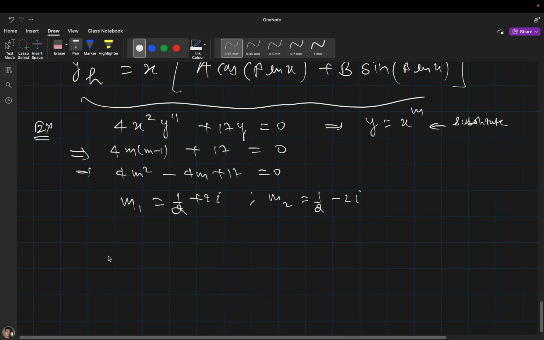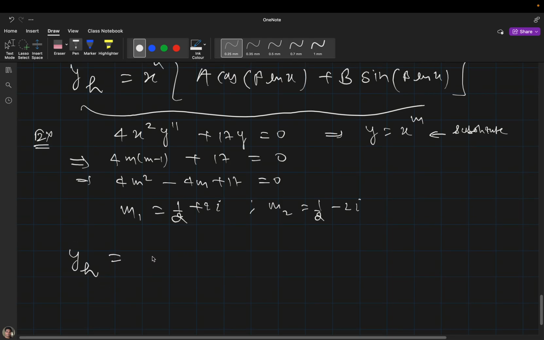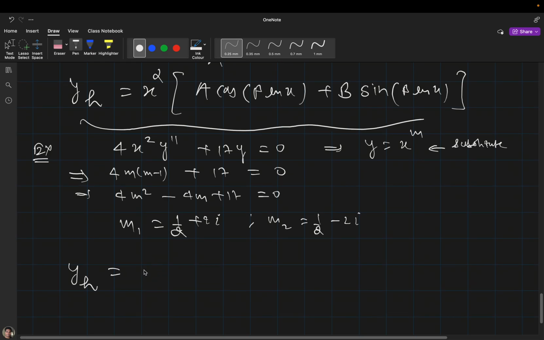So the solution will be in a very simple form. What will be the solution? It will be x raised to the power 1 by 2, then a cos(2 ln x) plus b sin(2 ln x). This is the solution of this differential equation. Fine?